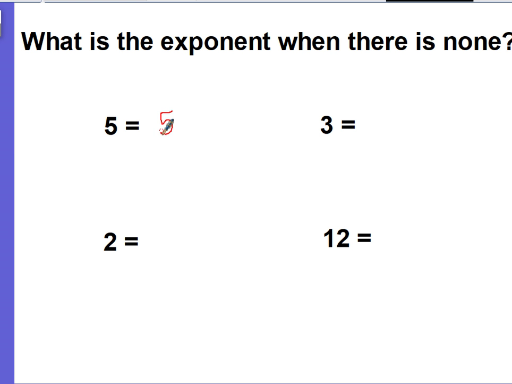So this is 5 to the 1st power. Then in the next case, 2 would just mean 2 to the 1st power. So obviously, whenever there is no exponent, the exponent is just 1. So 3 to the 1st power, 12 to the 1st power. When there is no exponent, the exponent is just the 1.